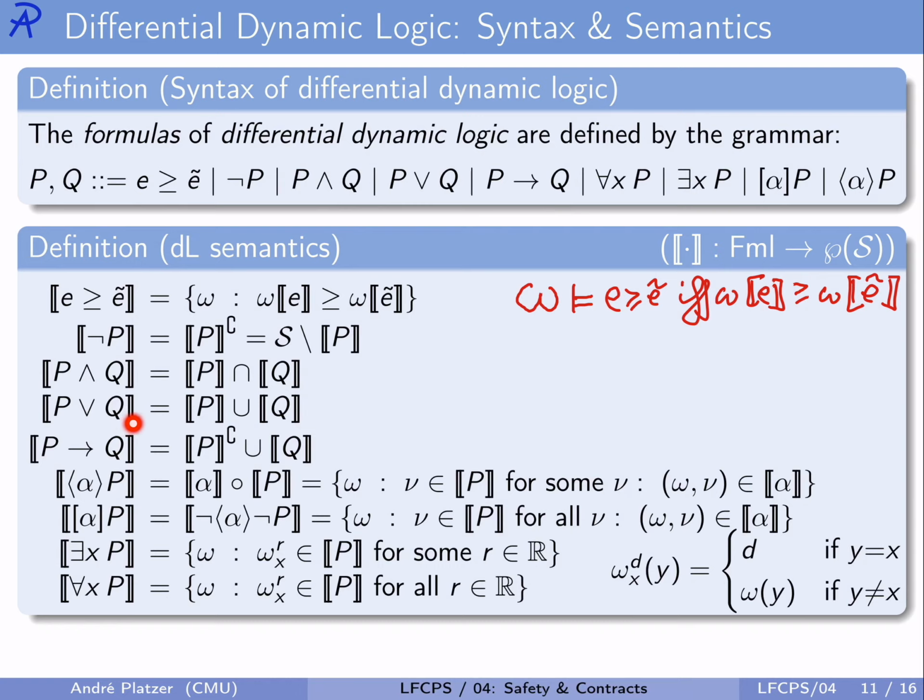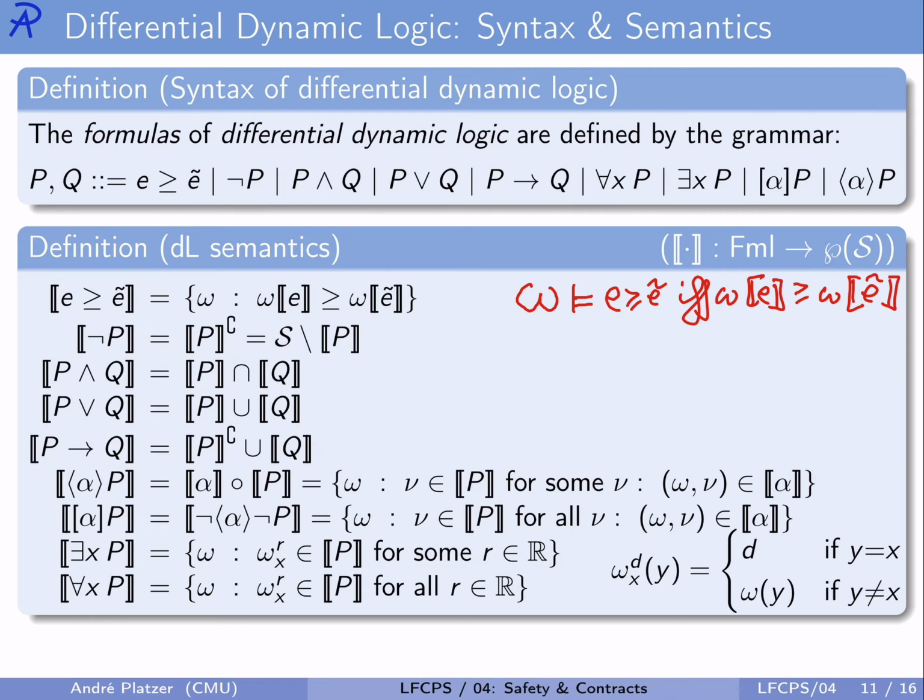P or Q is true in the set of all states where P is true union the set of all states where Q is true, because in these sets of states is P true and those is Q true. If we union them together, we find all of the states in which either of them is true, even the one in which both of them are true, which is perfectly legitimate of an OR operation. P implies Q is true in the set of states where the assumption is false, so the complement of the set of states where P is true, union the ones where Q is true. These are all just like in first-order logic, using your slightly differing notation.